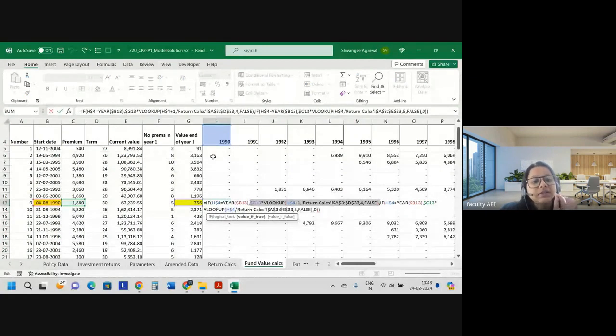It will come. Now, let's suppose these two are not equal. So this is not equal. What cases can there be? Either this 1990 can be greater than this, or this can be less than this. So if it is greater, this is a second condition.